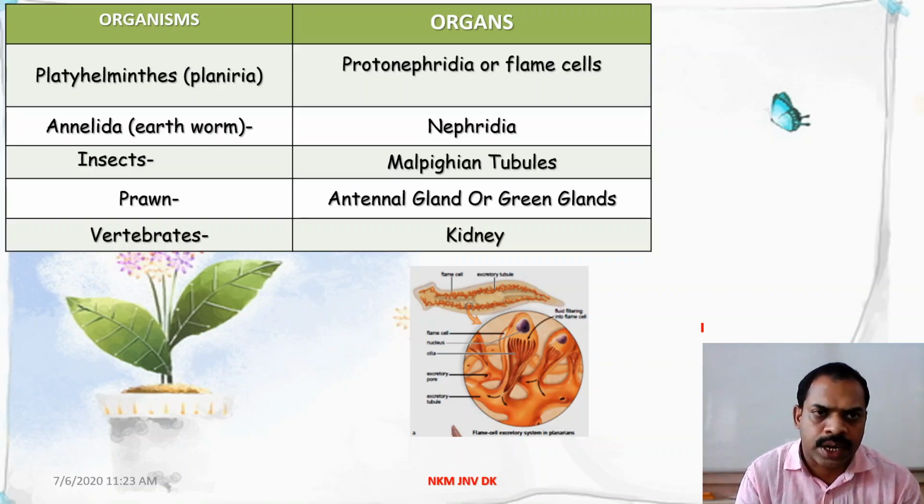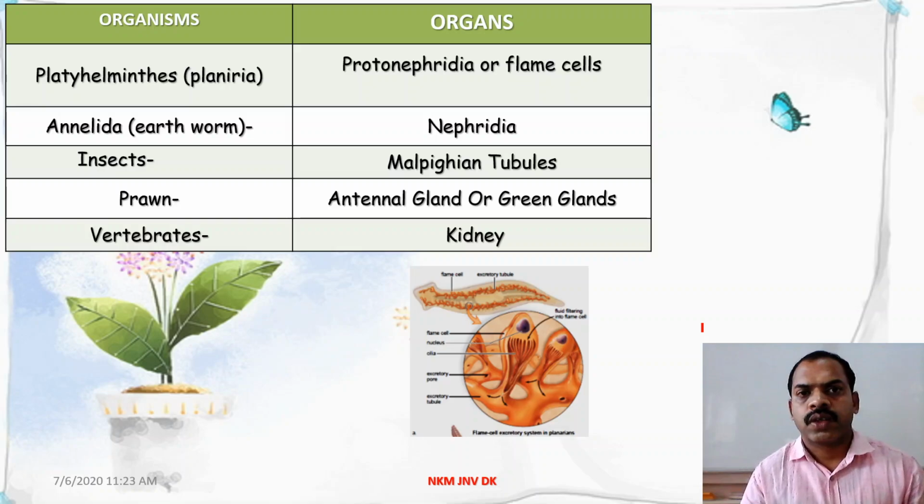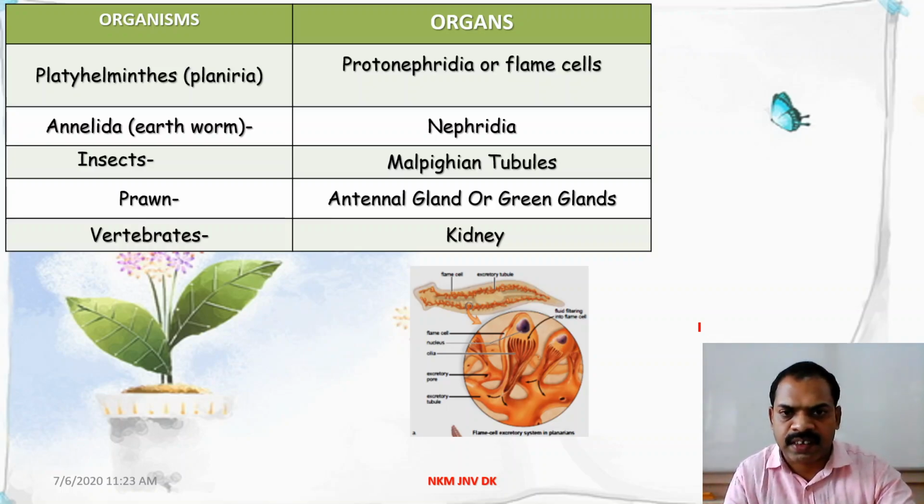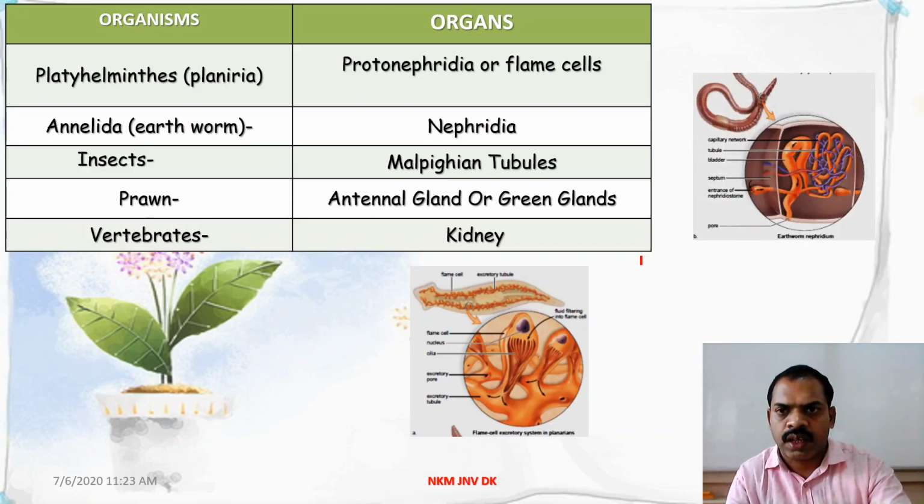Flatworms, we know, planaria, etc. They have protonephridia or flame cells. Special type of cells. It looks like a bulb, so it is called flame cells. And earthworms have nephridia, like the nephron of human beings, structurally almost similar.